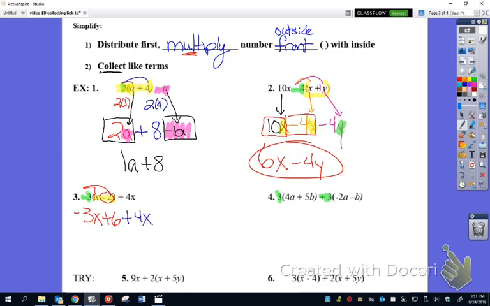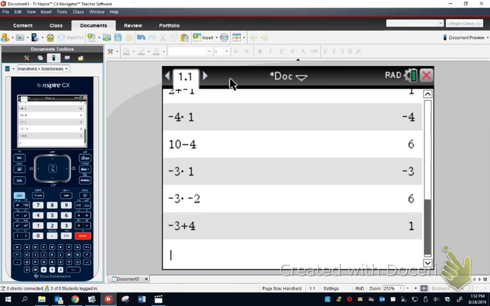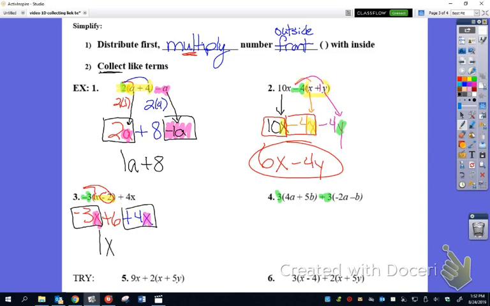Now look at your variables. Who is the same? 3 has an x, 4 has an x. So those are the ones that go together. Negative 3 plus 4. So negative 3 plus 4 is 1. So 1x, and then you bring down plus 6, and you're done.